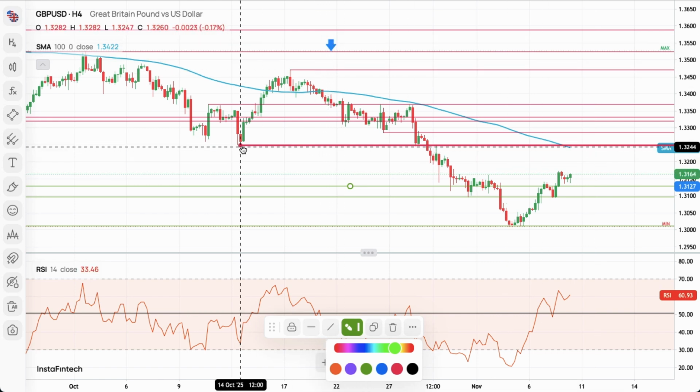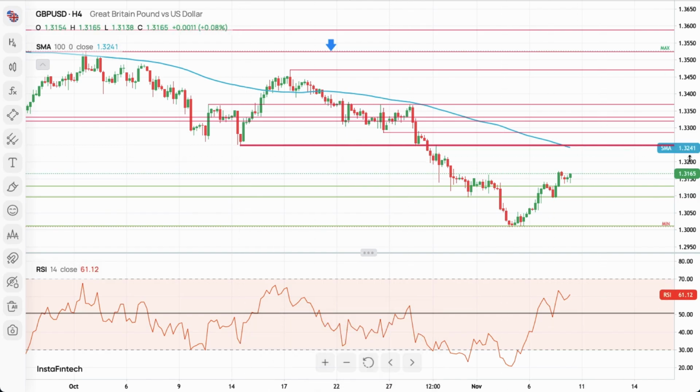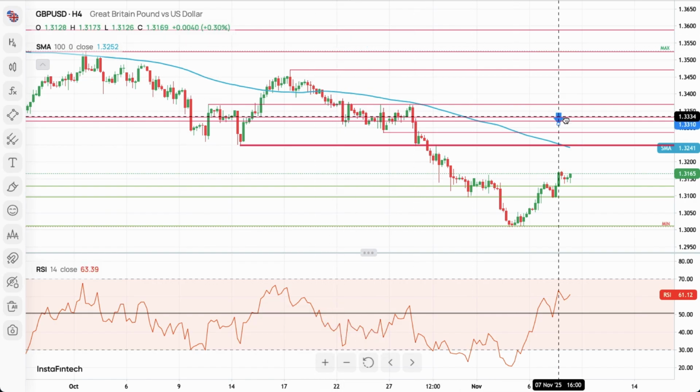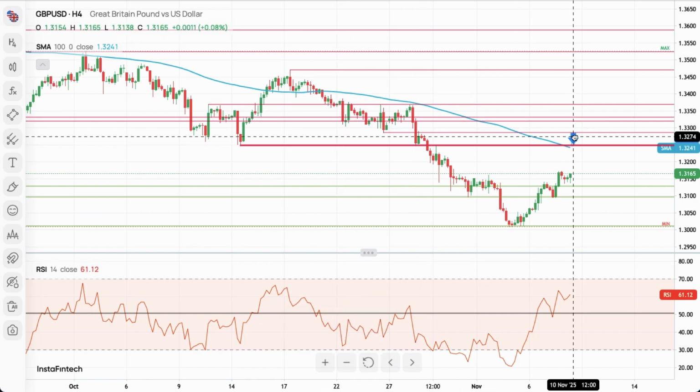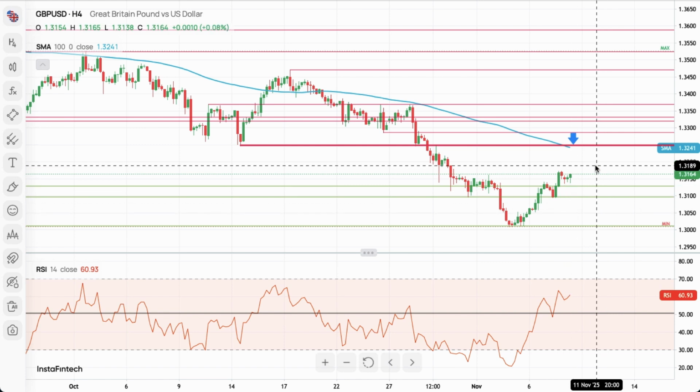We bounced. Nevertheless, the major technical resistance 1.3248 is still out of the reach of the bulls, and there is the 1.3241 100 periods moving average 7 pips below the technical resistance. So both of these levels will constitute very strong dynamic technical resistance, and the bulls need to break above these levels in order to continue obviously higher.